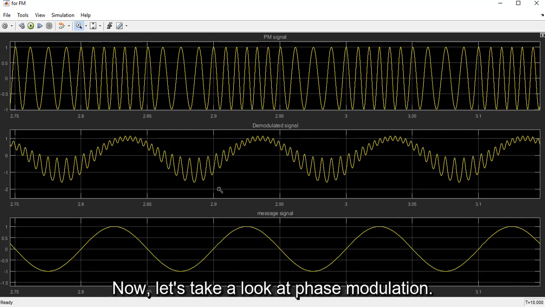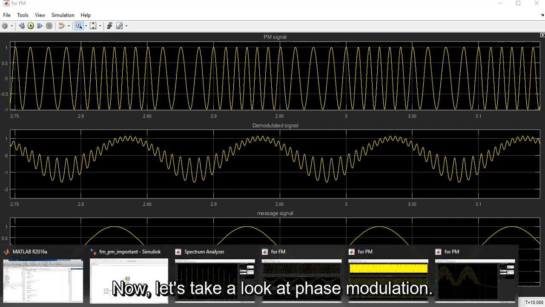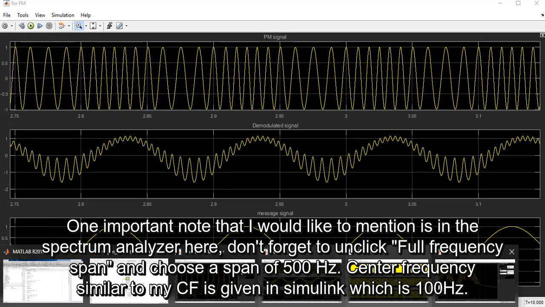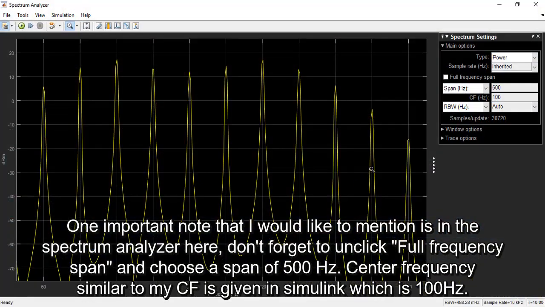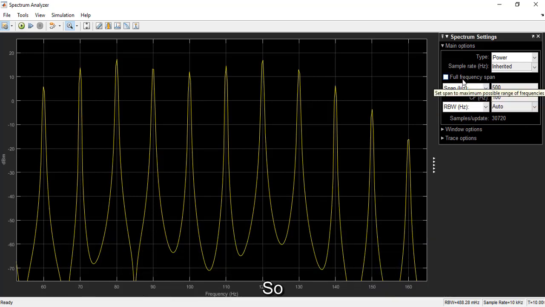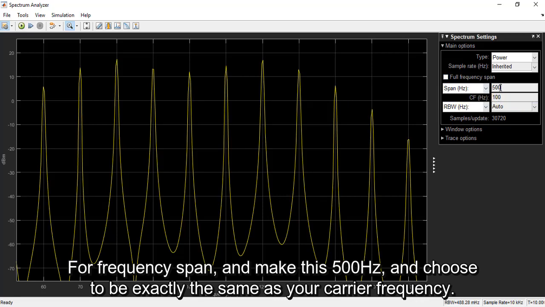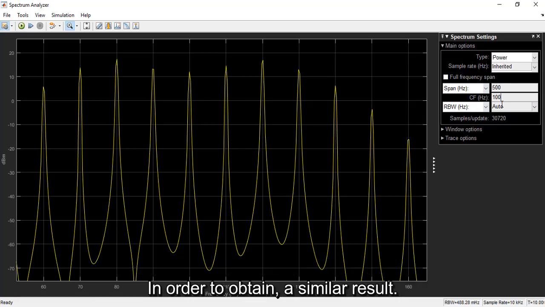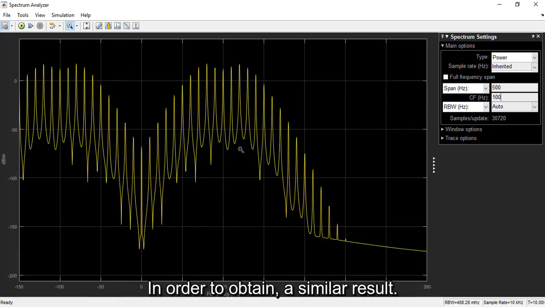So now let's take a look at phase modulation. One important note I would like to mention is in the spectrum analyzer here, don't forget to unclick the full frequency span and choose a span of 500 Hertz and a center frequency similar to my center frequency given in Simulink, which is 100. So unclick the full frequency span and make the span 500 Hertz and choose this to be exactly the same as your carrier frequency in order to obtain a similar result.